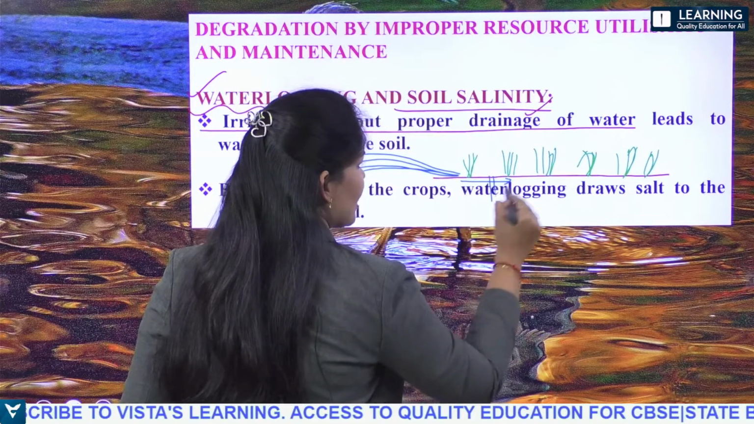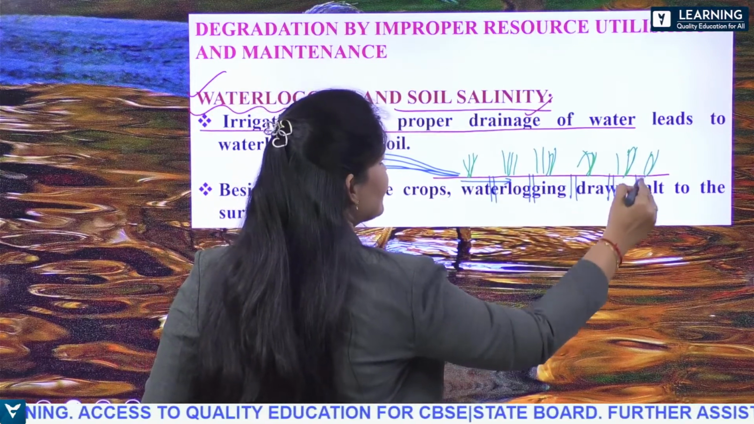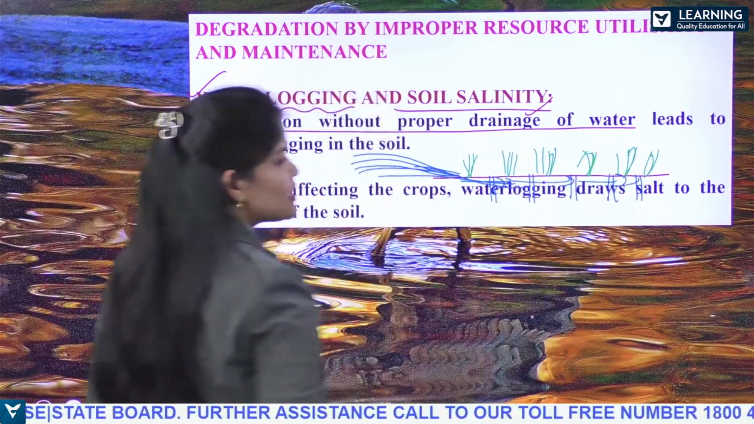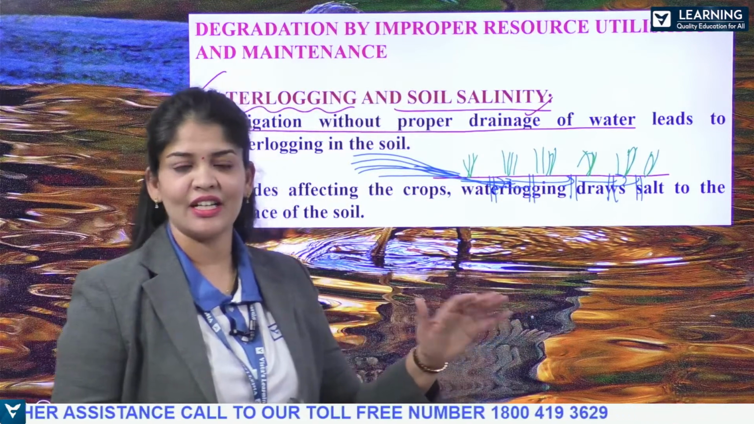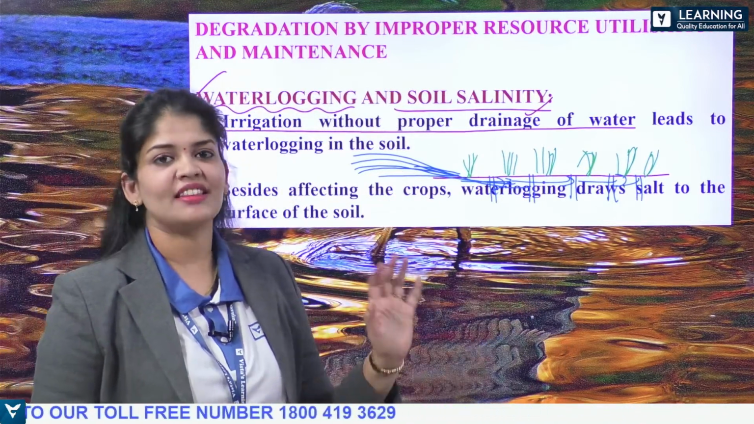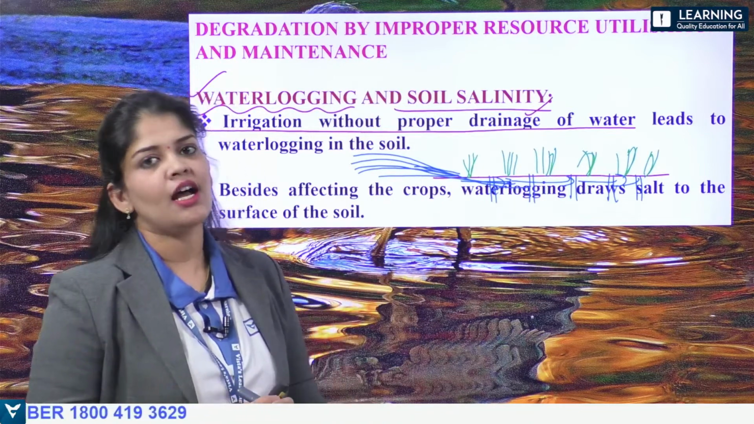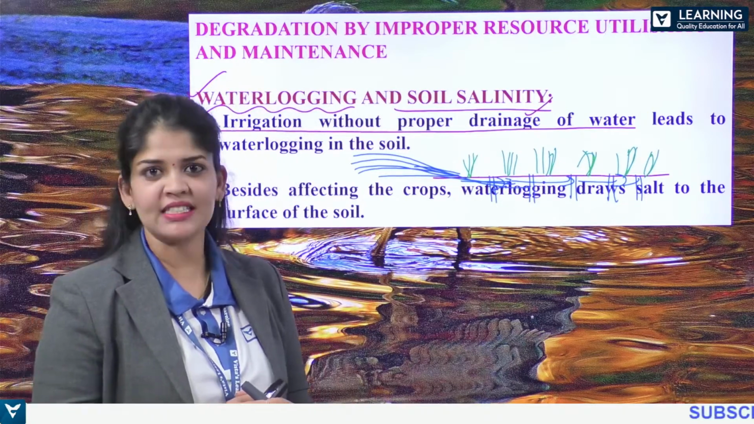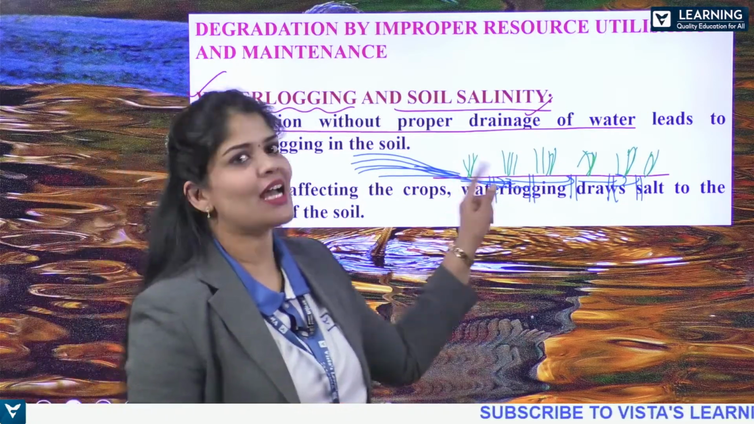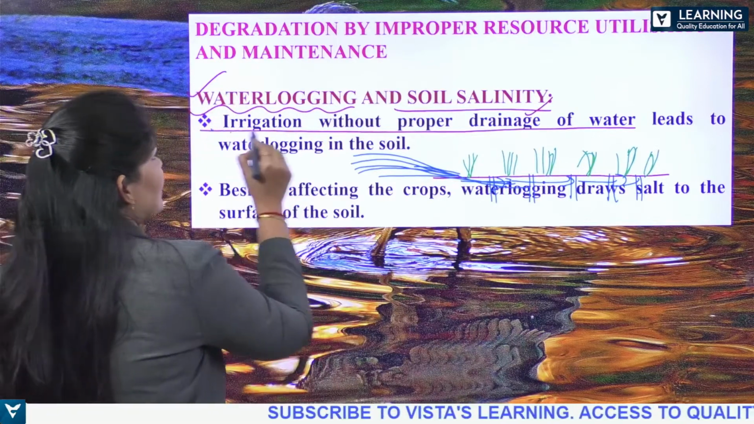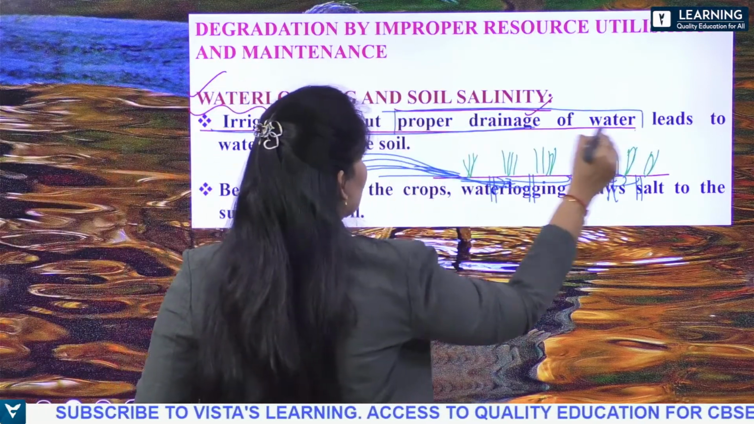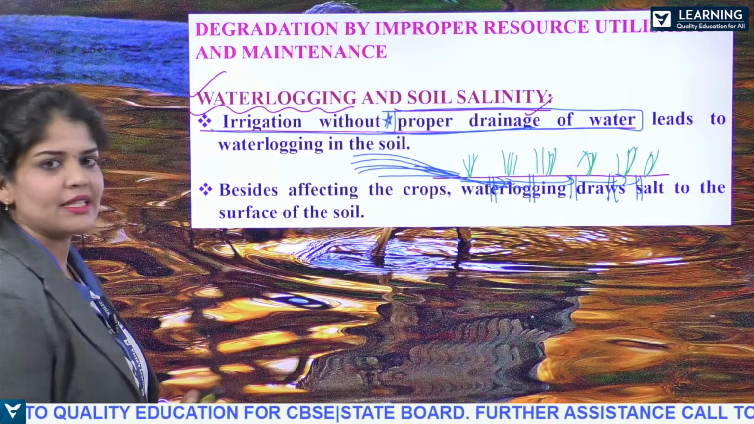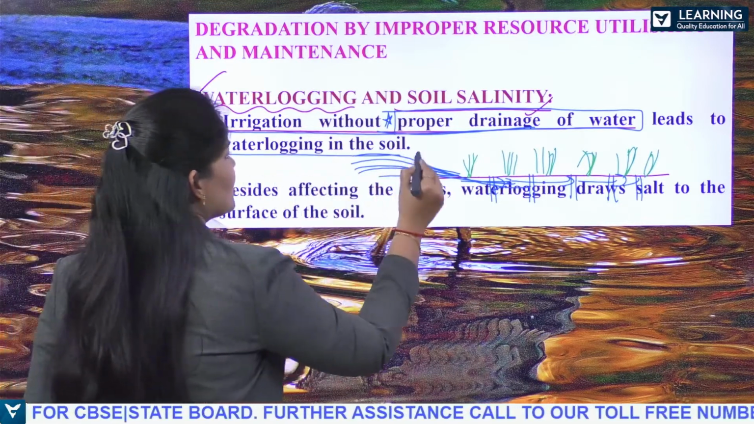If a proper drainage system is not provided in this land, the water provided for the plants to grow will get stagnated, will settle there itself, and that is called waterlogging. These waterlogged lands will not support the plants either, and also lead to so many other problems. Look here: irrigation without proper drainage of water, if the proper drainage system is not established, leads to waterlogging in the soil.